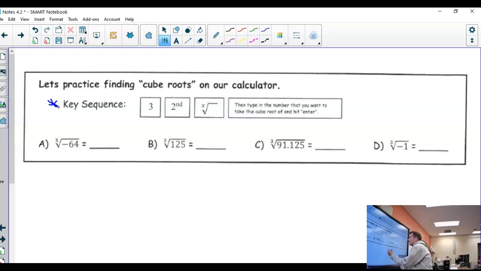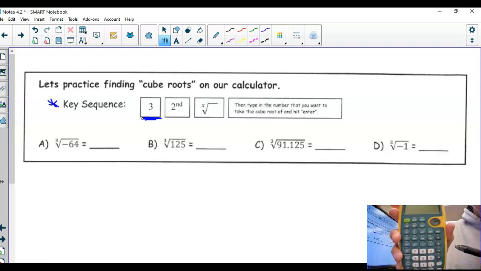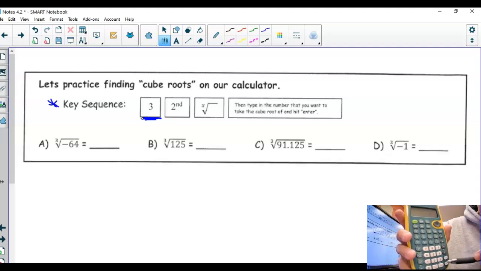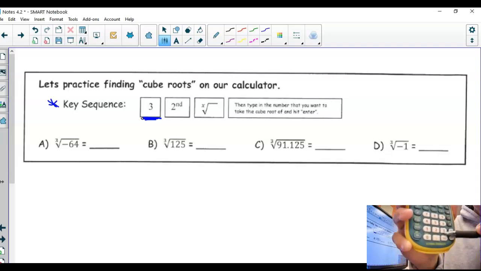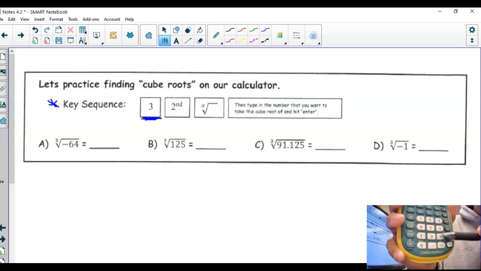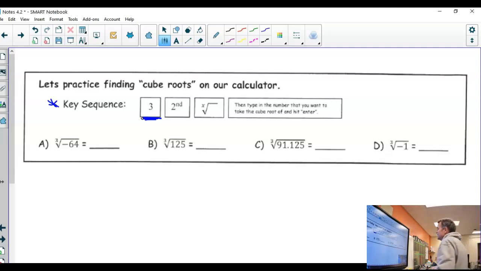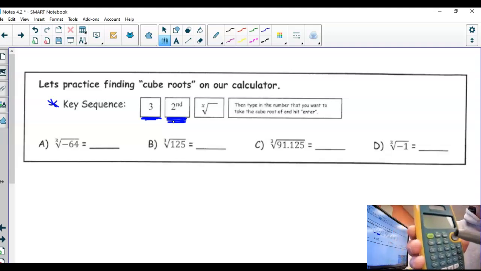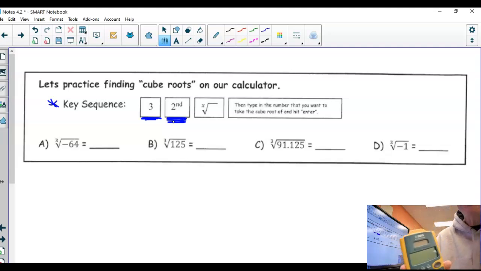And on the yellow calculator, the first thing you're going to hit is the 3. And the 3, of course, is, don't know how well you can see it. Well, yeah, you can. It's right there. We all know where the 3 is, right? All right, that one's easy. Then you got to hit the second button. The second button, of course, is the green button in the upper left-hand corner. All calculators, I think, have a second button on them.